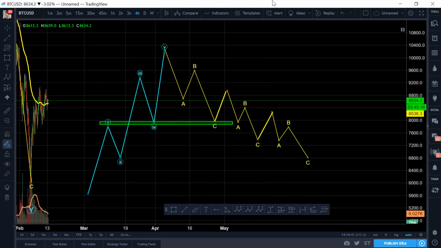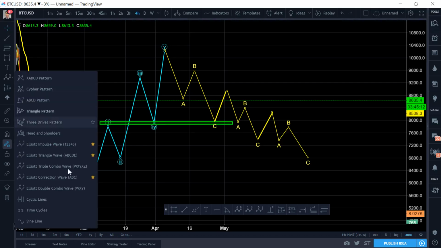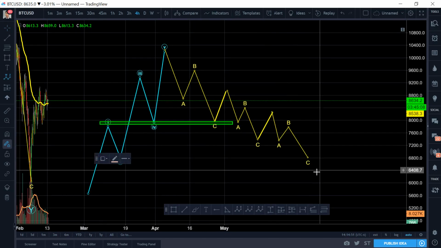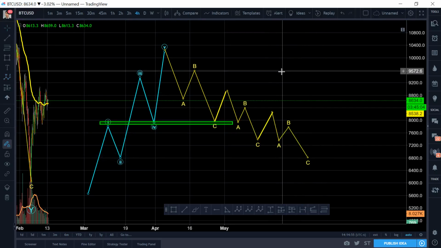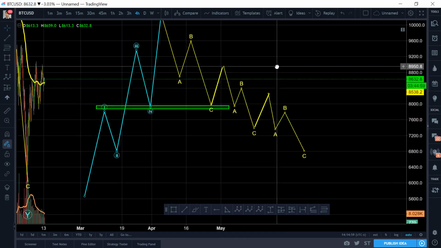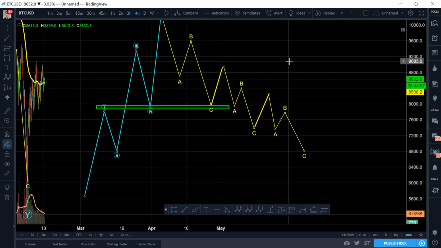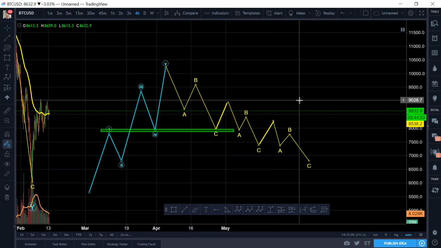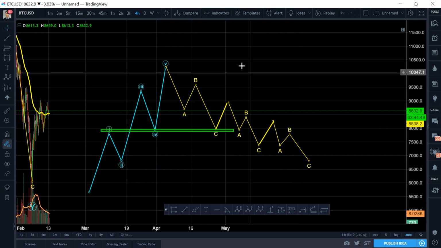This WXYZ, the triple combo for ABC, can only happen 3 times. So even if we failed here, we'll make another correction, and then finally the impulse wave will go up. But then, you know, if this whole thing fails, we will attempt to make an impulse wave up, then yes, it can fail again. But usually the impulse wave will start at the end of a triple wave, okay? It's usually just what happens, and we can find many WXYs within WXYs and Zs as well, right? So that's how we have to look at it.